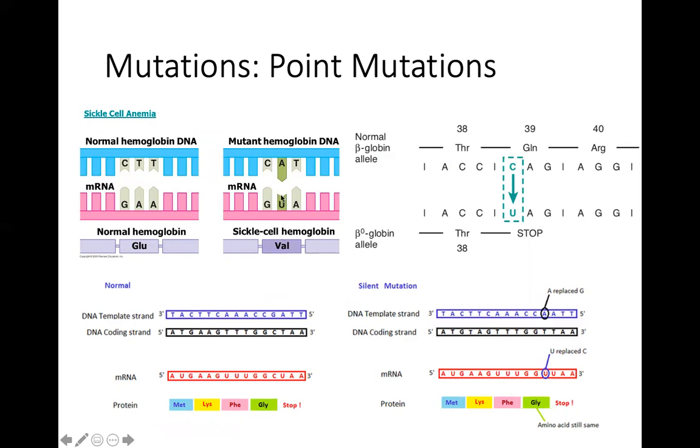This is a missense mutation. Instead of thymine, it becomes adenine, and the complementary base pair in the mRNA is uracil, which will give rise to valine. So valine replaces the glutamic acid normally present in the sixth position of your beta hemoglobin.